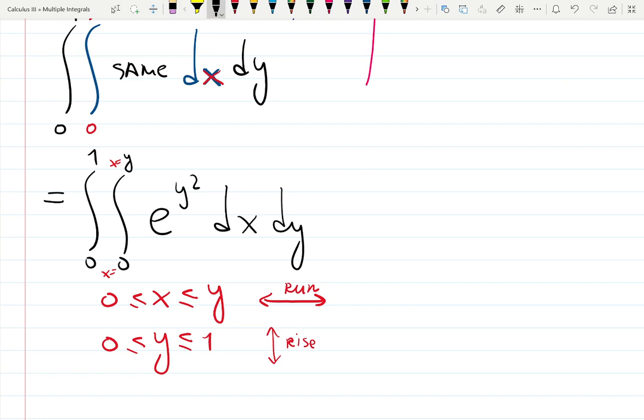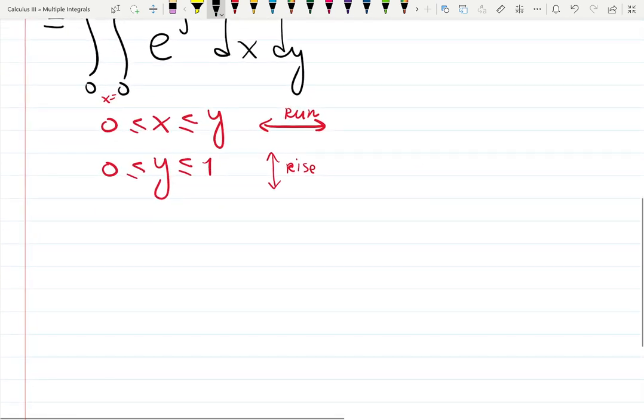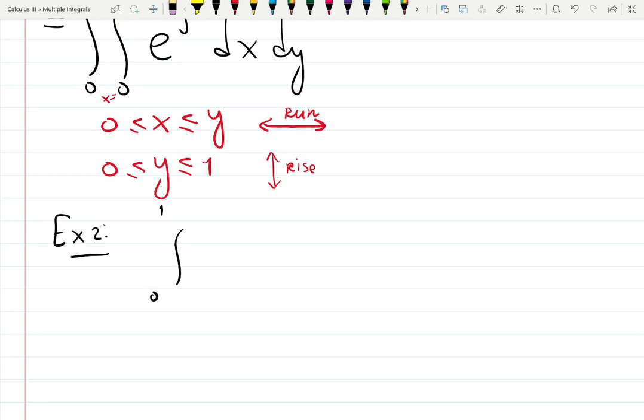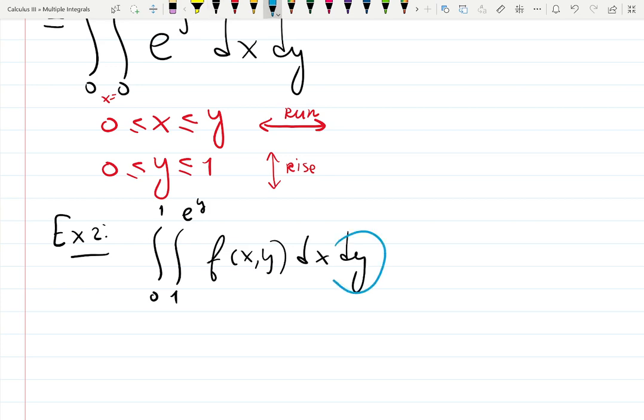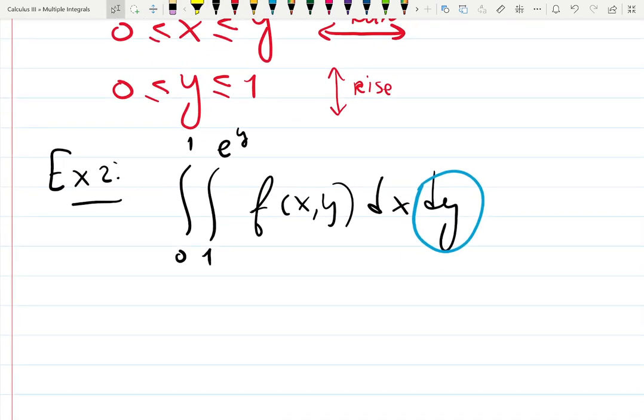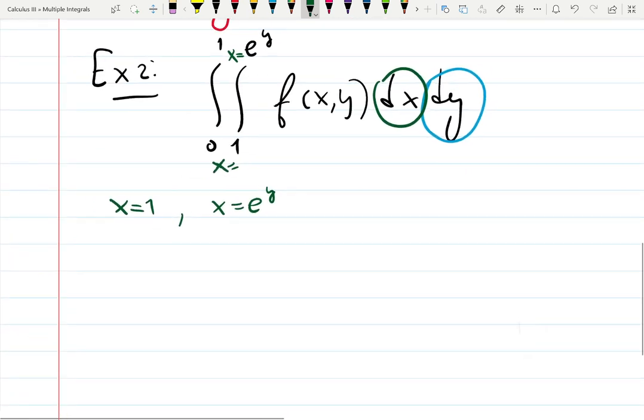Let's do one more small and quick example where the order will be reversed the other way. Example 2 is the integral from 0 to 1, from 1 to e to the y, of any kind of function inside, it doesn't really matter which one, dx dy. If y is outside, then y is fixed between numbers this time. But I would start with x. X is between the functions x equals 1 and x equals e to the y. Write this down. X equals 1. X equals e to the y. X is running between these two.